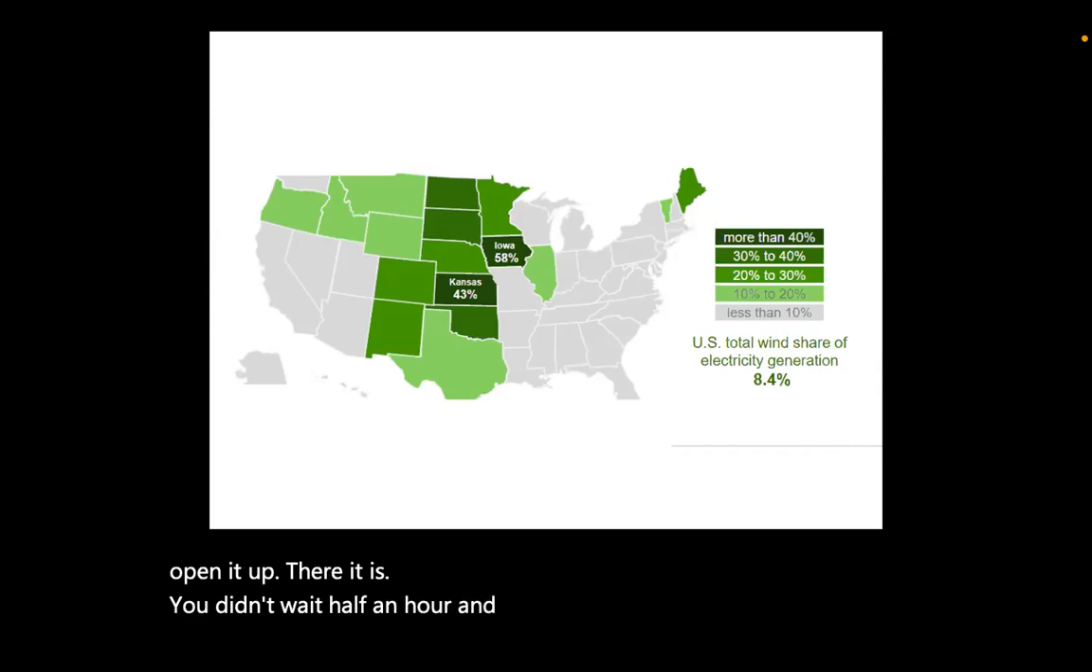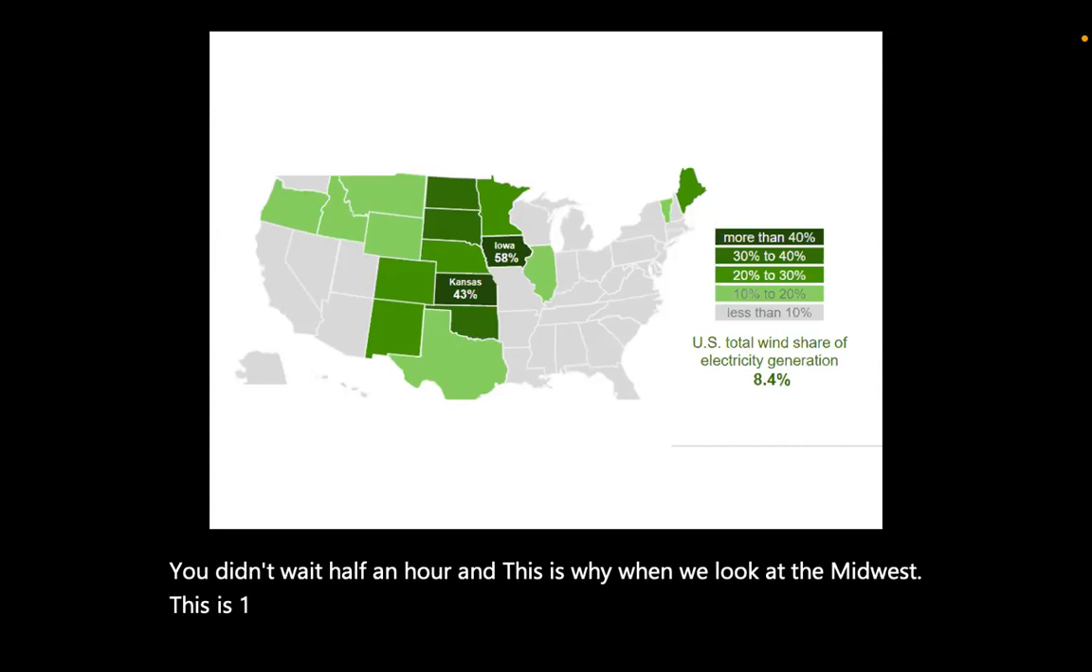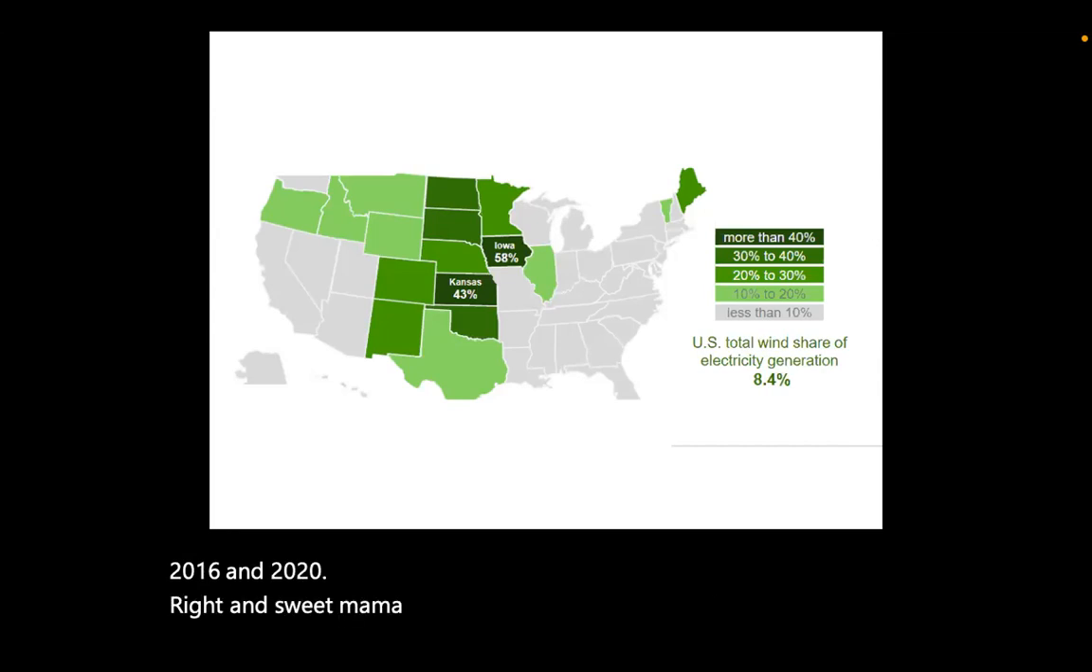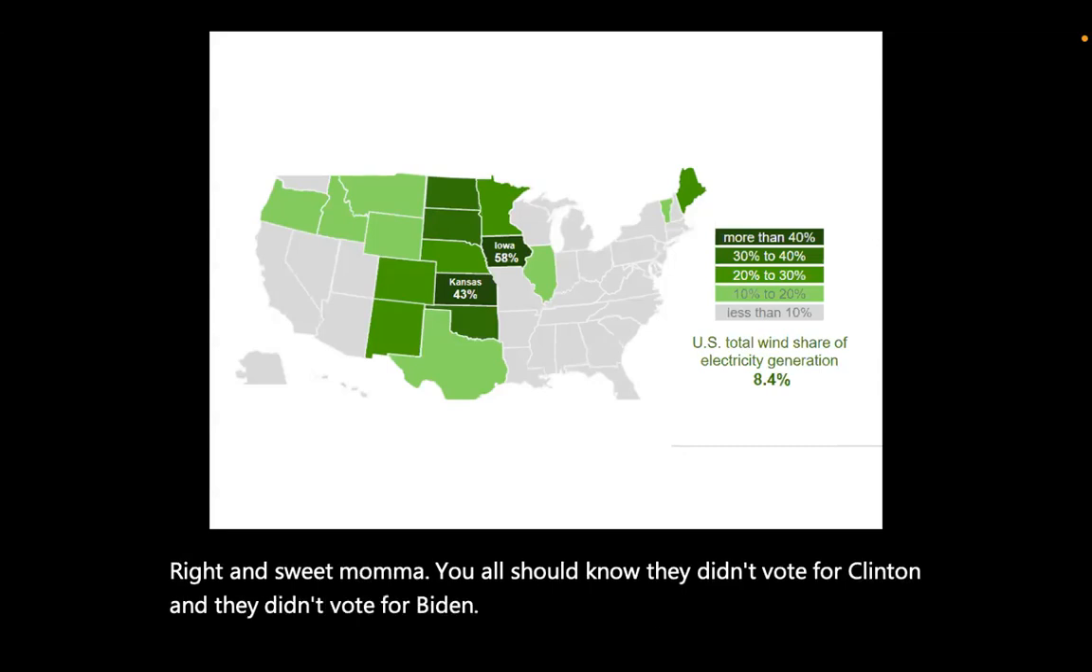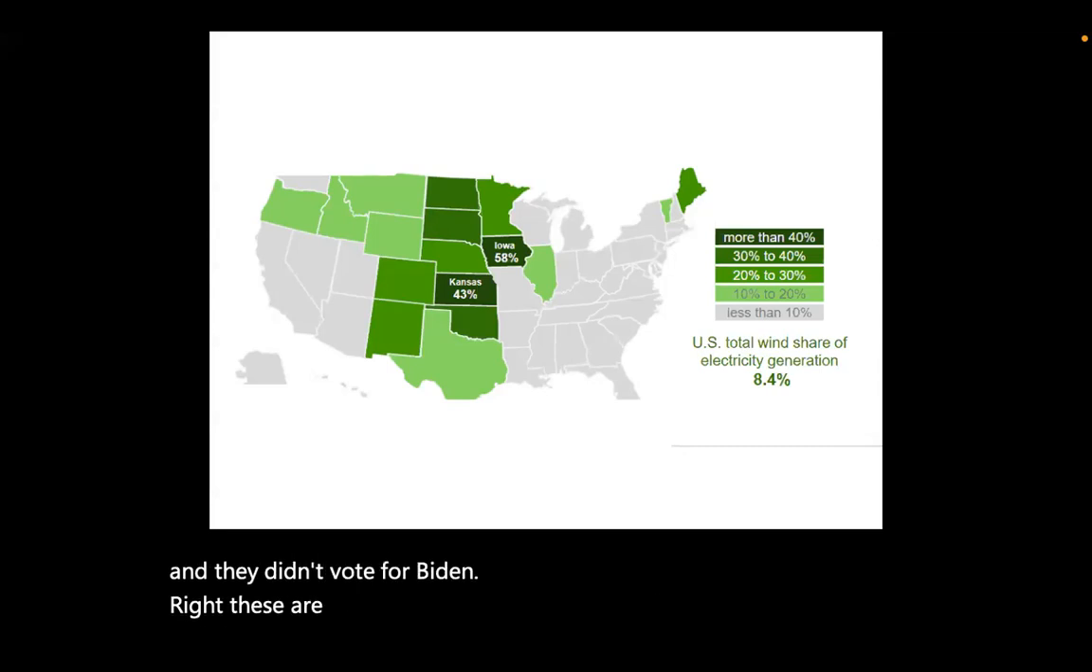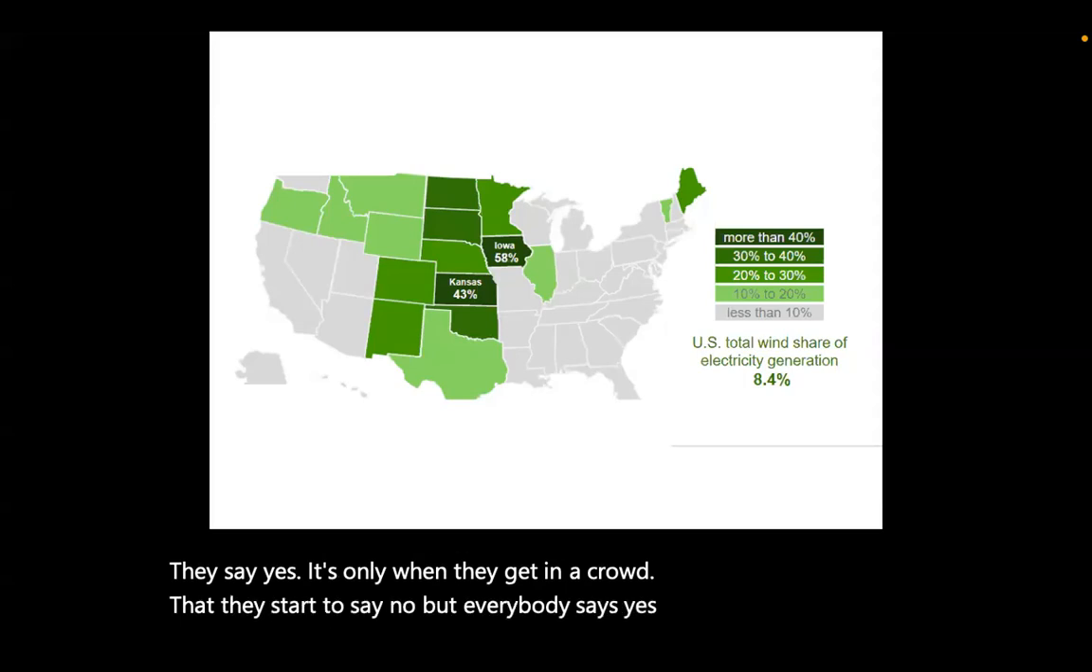And this is why, when we look at the Midwest, this is one where I don't have to tell you how each of these states voted in 2016 and 2020, right? And sweet mama, you all should know. They didn't vote for Clinton and they didn't vote for Biden. Right? These are states where if you go knock on the doors, are you pro renewable energy? They say yes. It's only when they get in a crowd that they start to say no. But everybody says yes because it's cheaper and it's better.